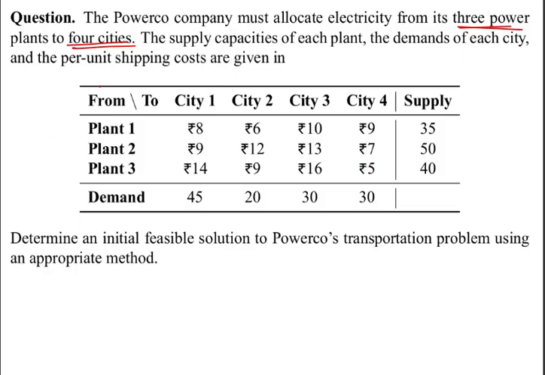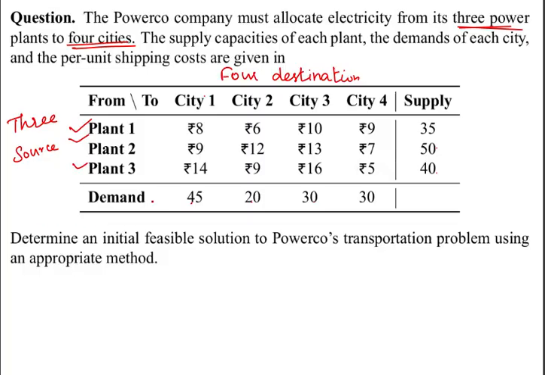So first of all, this is the given. They have 3 plants, so there are 3 sources, and 4 destinations, because city 1, city 2, city 3, and city 4. Supply is 35, 50, 40. Demand is 45, 20, 30 and 30.